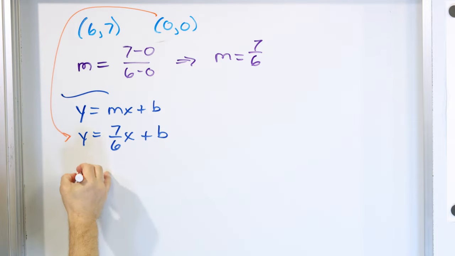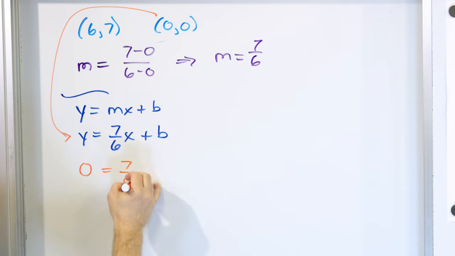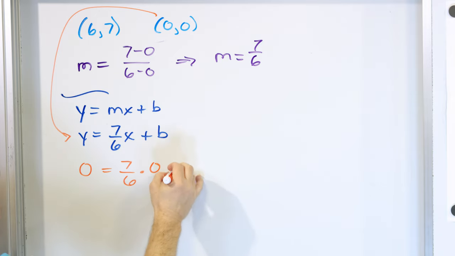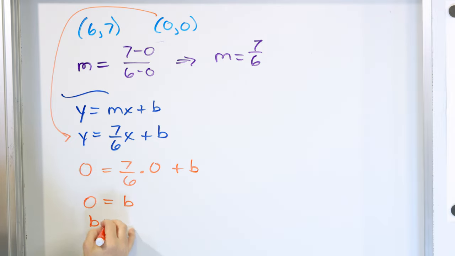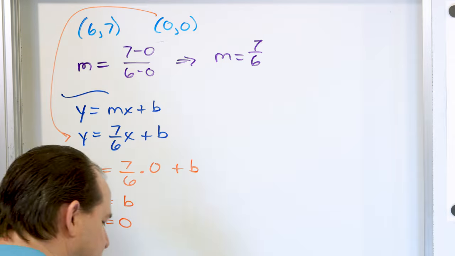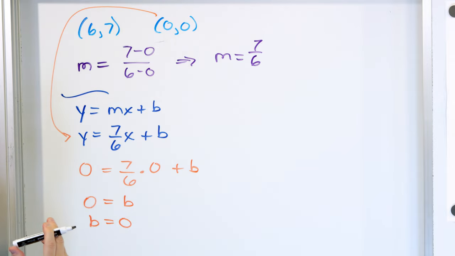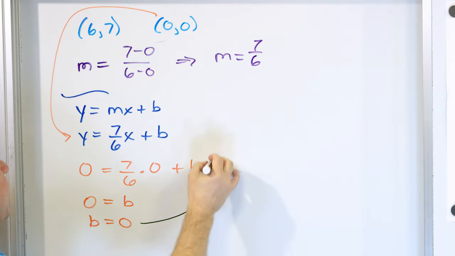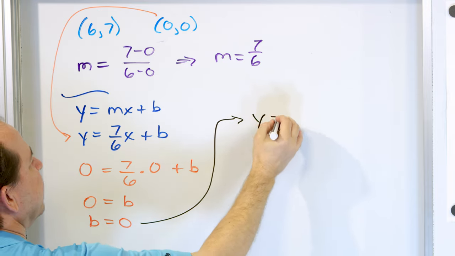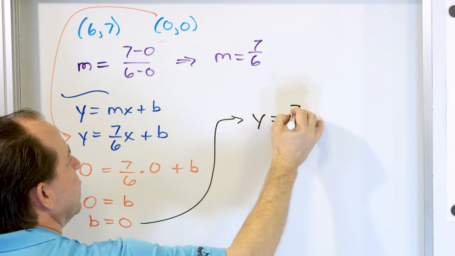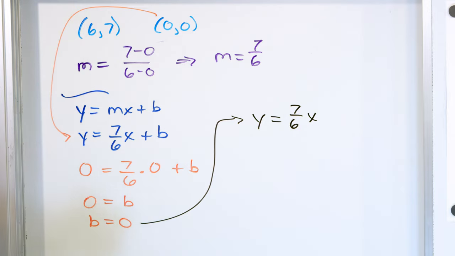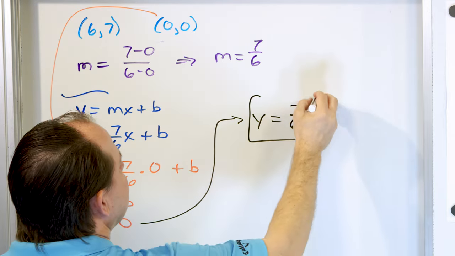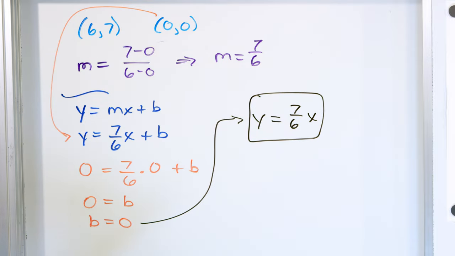So when y is 0, x is also 0. Now what do we get? 0 times anything is 0, so I get b is equal to 0. So the y-intercept is equal to 0. Okay, so then let me write the equation of this line. y is equal to 7/6, the slope, times x plus b, which is 0, so I don't have to write it. This is the equation of this line of best fit. The y-intercept happens to be 0.